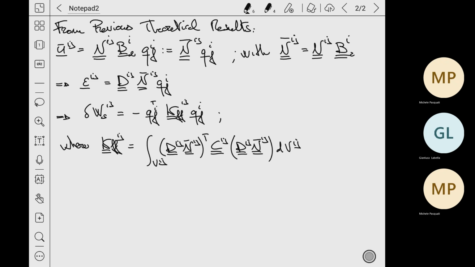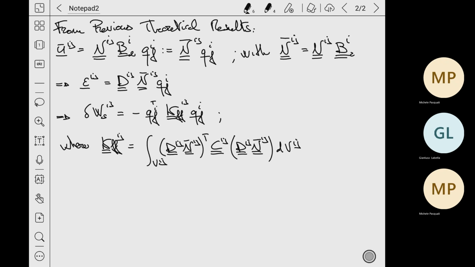So basically what I did was only to put out of the integral sign those quantities, in particular the vector of nodal coordinates induced by deformation, which are not dependent on space but only on time. And this is eventually what I get.